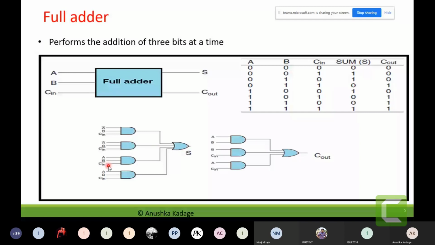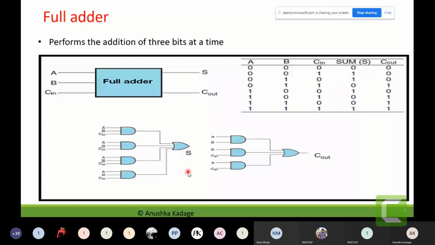Next one is occurring for the sum for the combination of 1, 1, 1 input. That means all 3 variables are in original form. So we are writing those inputs for the AND gate as A, B, C in. Once these are obtained, all those product outputs we have to sum, and that's why the OR gate will be represented. So this whole gate implementation will give me the sum output formation.